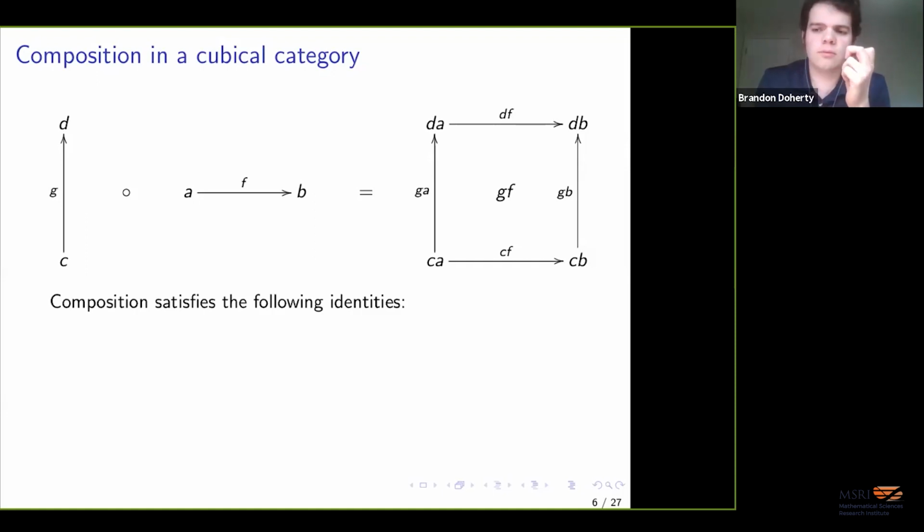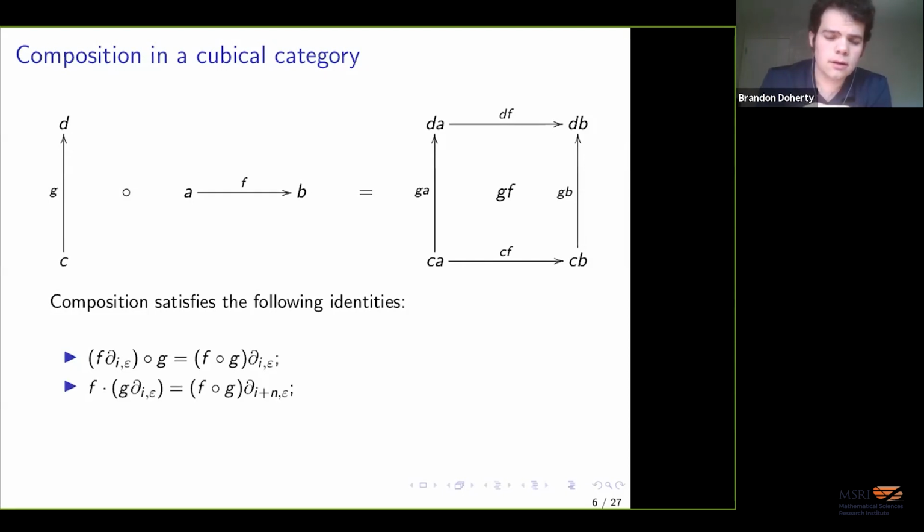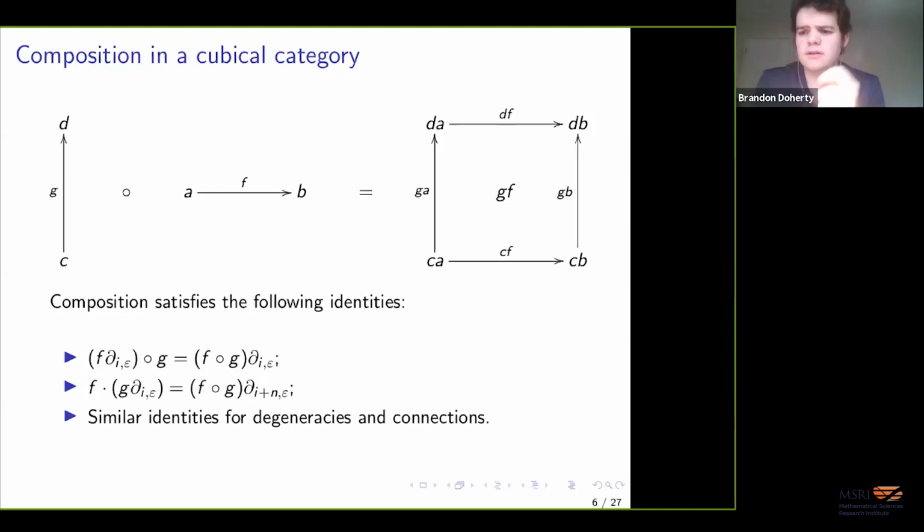To make precise what I'm getting at with this picture, we have certain identities that composition in a cubical category satisfies that relate it to taking faces. If we compose the I epsilon face of F with G, as I've illustrated here, we get the I epsilon face of the composite. And if we compose F with the I epsilon face of G, we get the I plus N epsilon face of the composite. And we have similar identities for computing degeneracies and connections. I won't get into the details of those here, but they work exactly like what you see there for faces.